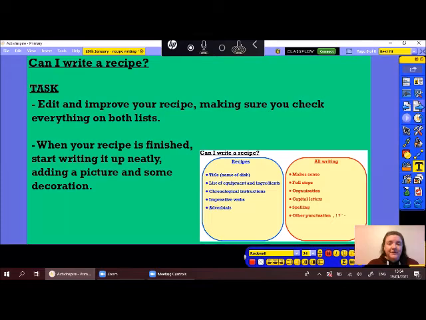Now, all you need to do is write up your recipe beautifully on paper. Remember your neatest handwriting, and you can add a picture and some decoration as well. If you need any more time for editing and improving, remember the lists are on Google Classroom for you.